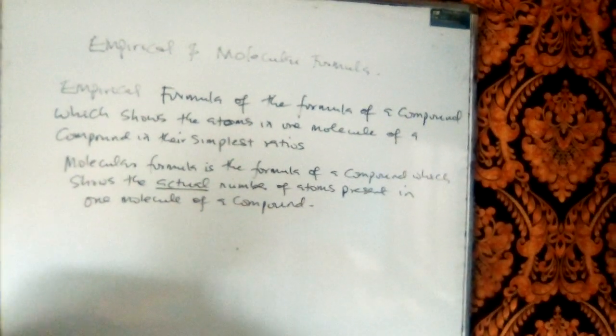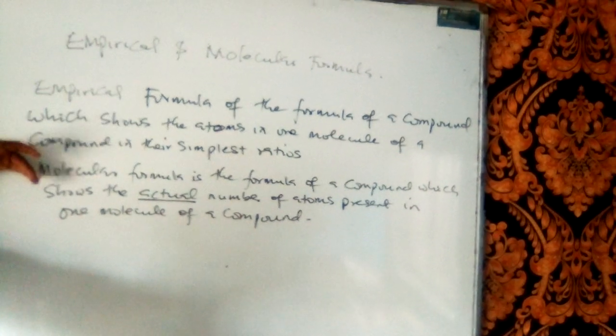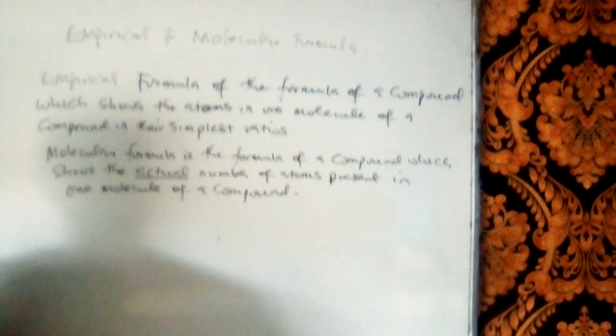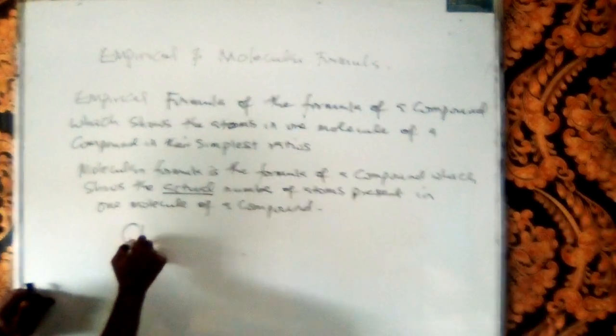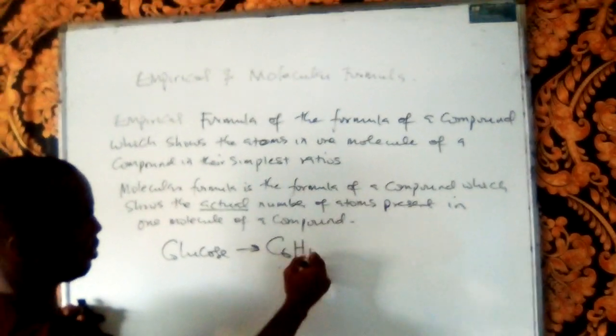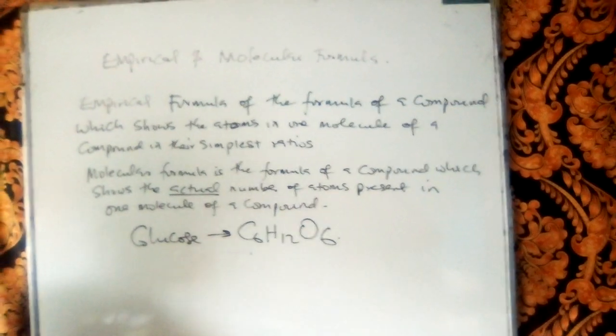So let's look at the two definitions, because these two types of formula, molecular and empirical, are directly related. So how do we explain that? So let's look at the substance called glucose, whose formula is C6H12O6. So this is the molecular formula of glucose.